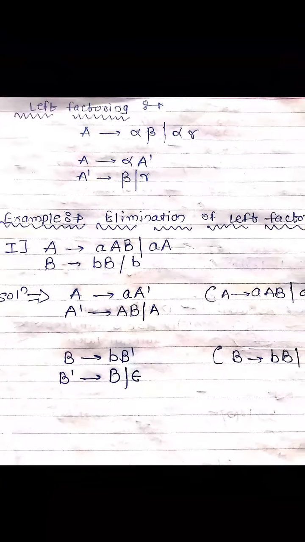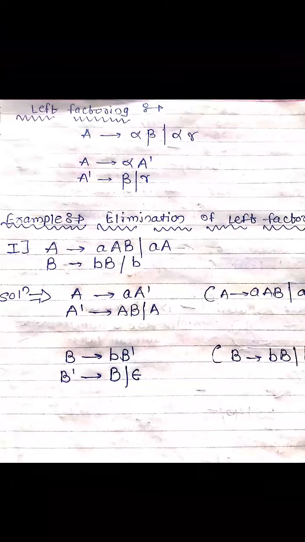So just take the example. In the first example, there are two terms. A produces small a, capital A, B, or small a, capital A. Here small a is there in both terms. That's why this is left factoring grammar. And in the next term, B produces small b, capital B, or small b. In this term also, small b is common. So we are going to solve this one by one.